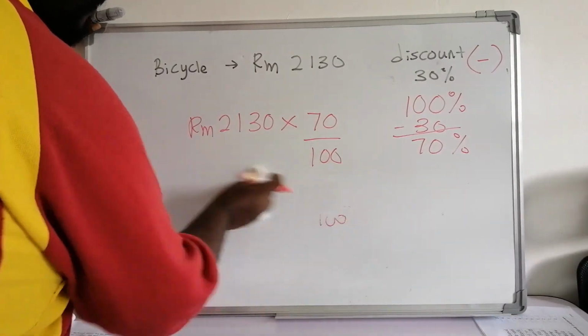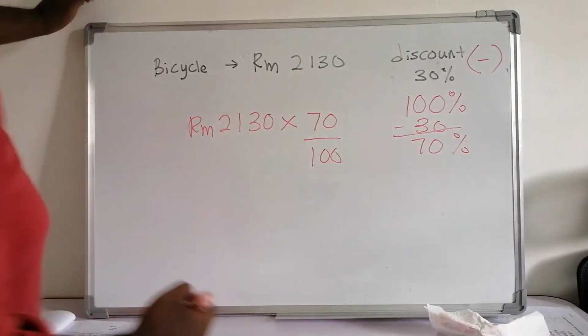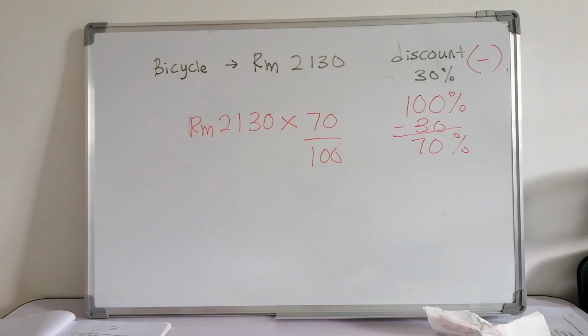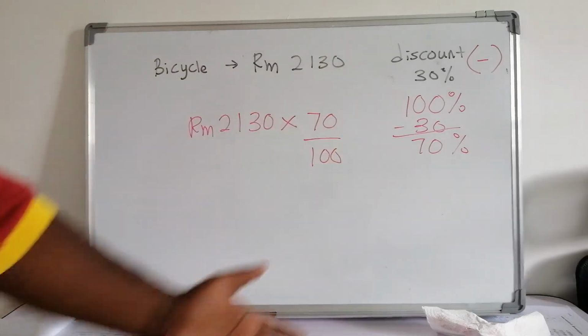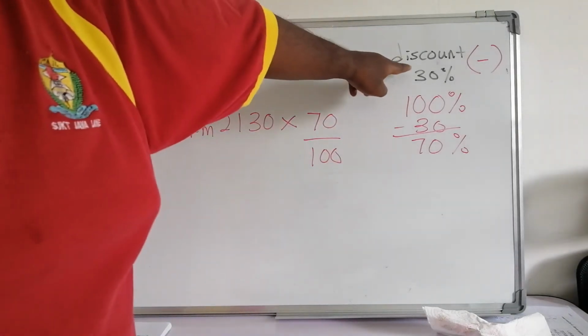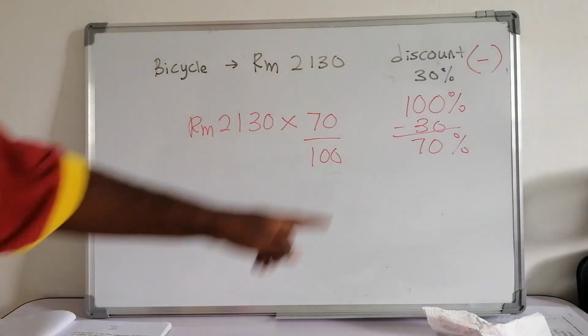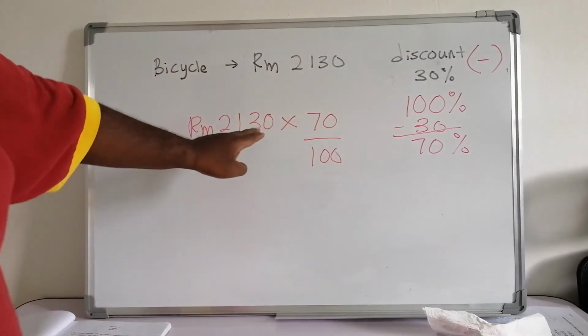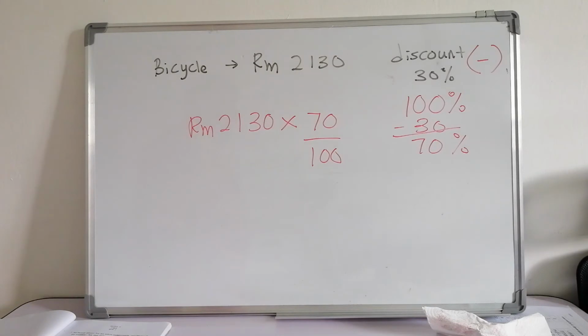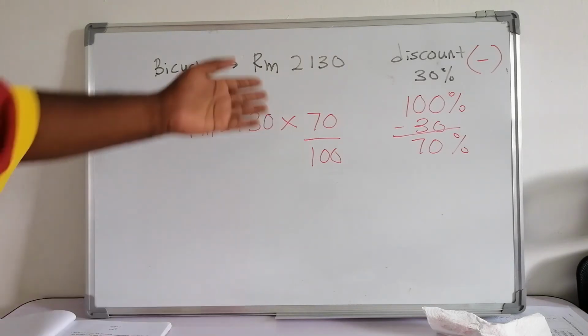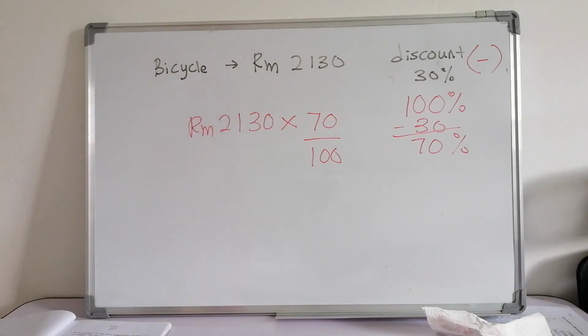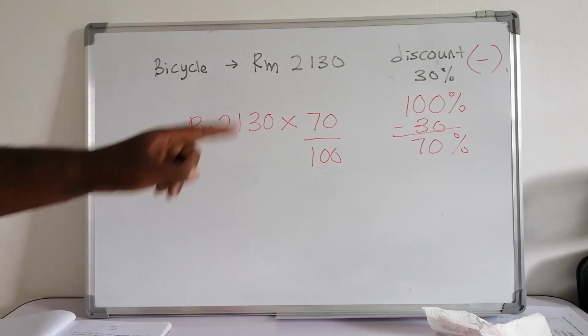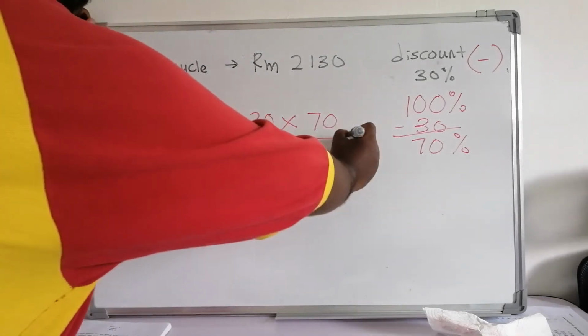Okay students, so when we want to find the discount, this is how we have to calculate. We have to minus the discount percentage first from the whole percentage, then take the answer times by the price of the things. Okay students, so please find out what is the answer for this question.